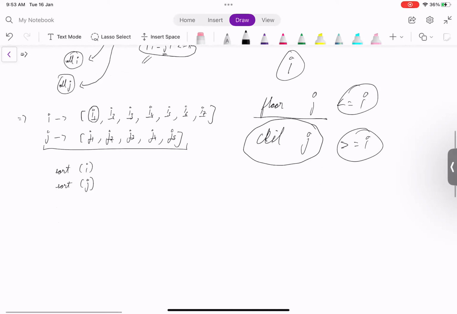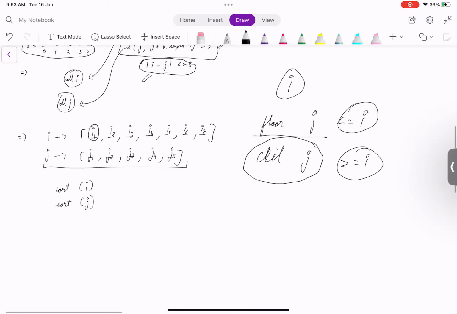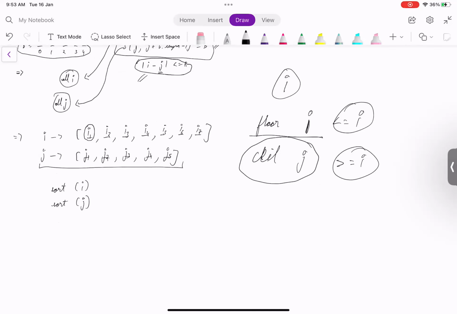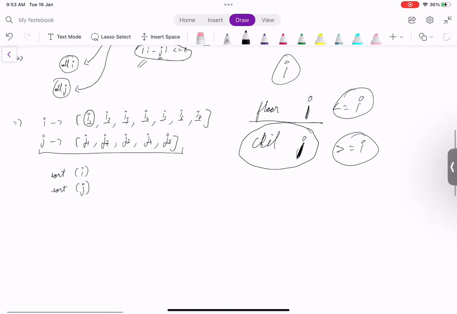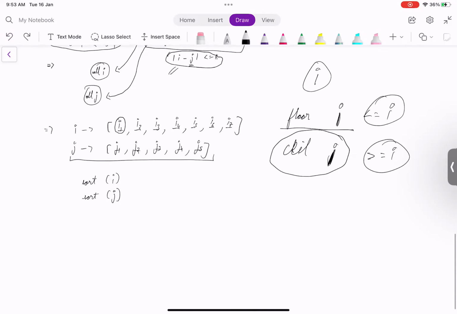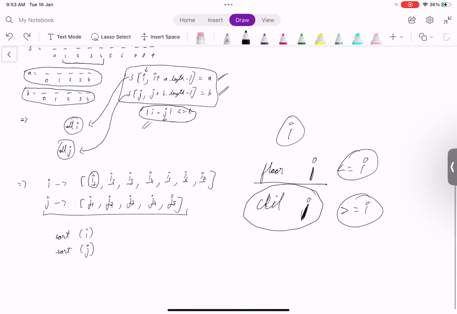I think we will be finding the floor of I in this J array. Floor of I in the J array. Floor of I in J we will be finding out, and ceil also in the J array. So this is how it is written.